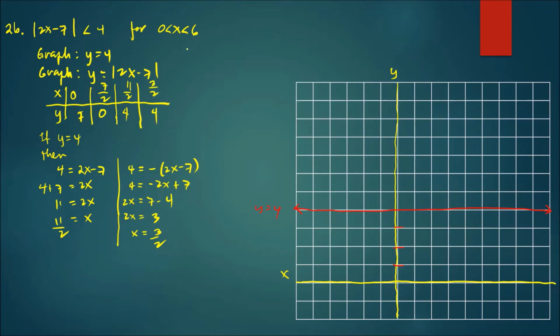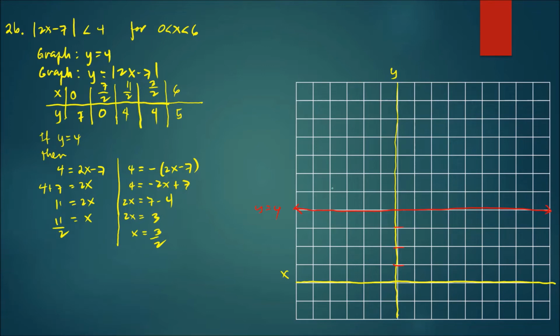But we are looking for the graph from 0 to 6. So let us look at the behavior of the graph if x is 6. So if x is 6, then we have 12 minus 7. So that would be 5, right?